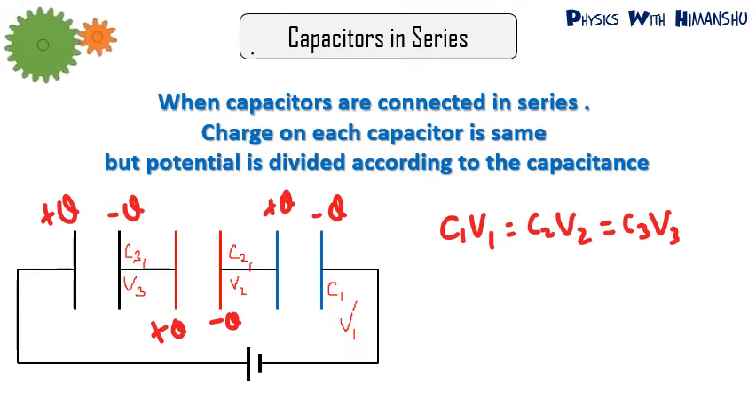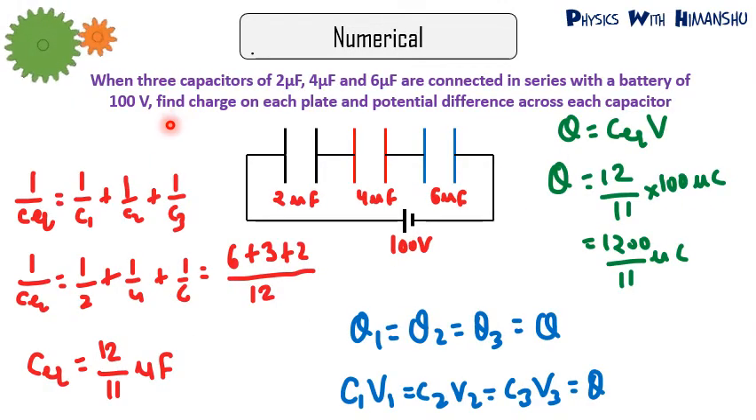So for all three capacitors, since charge is same, C1 V1 equal to C2 V2 will be equal to C3 V3. Now you have to remember this important concept. Now coming to the numerical part, suppose it is given in question that three capacitors of 2 microfarad, 4 microfarad and 6 microfarad are connected in series with a battery of 100 volt, find charge on each plate and potential difference across each capacitor.